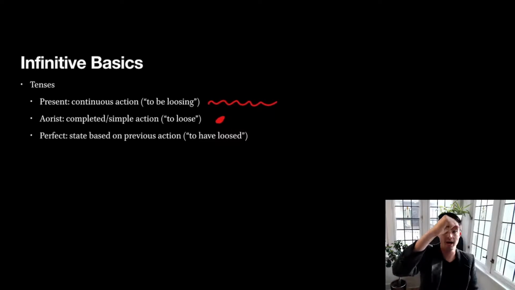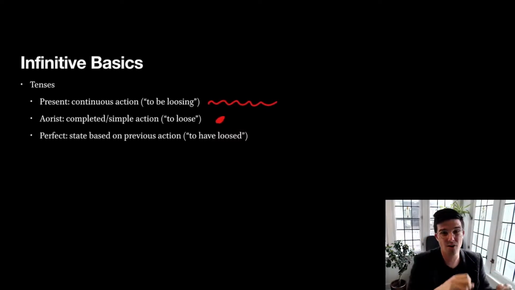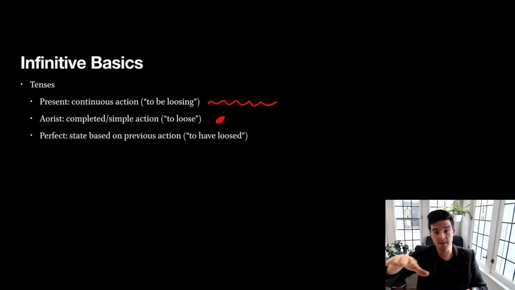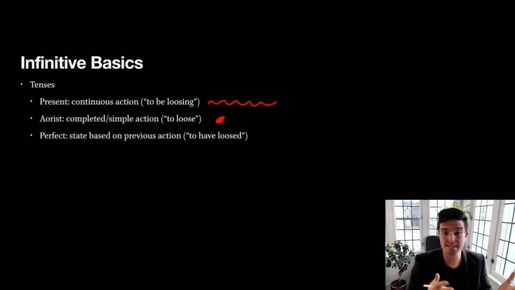The action is viewed as a whole in past time. It's viewed as a whole in the indicative, usually in past time. But when it's in the infinitive, it's just "to loose." It's the whole idea of loosing rather than "to be loosing," the ongoing nature indicated in that present tense form.